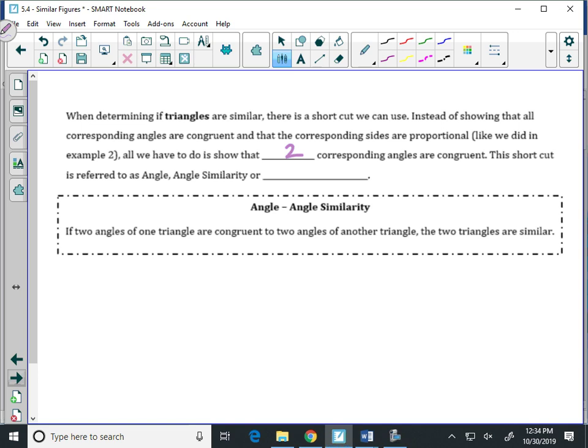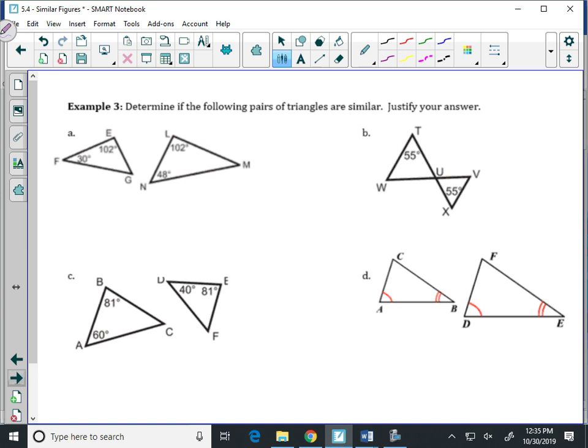We call this shortcut angle-angle similarity. We like to abbreviate it AA~. You see it written like that. A stands for angle, and that squiggle stands for similarity. And in that box is the formal definition of angle-angle similarity. If two corresponding angles of two triangles are congruent, then those two triangles are similar.